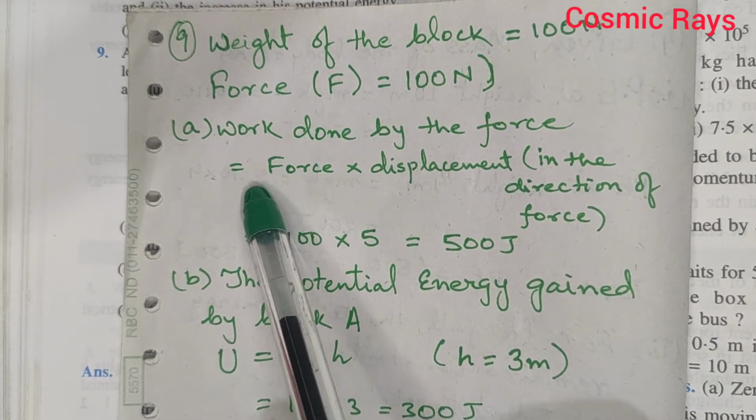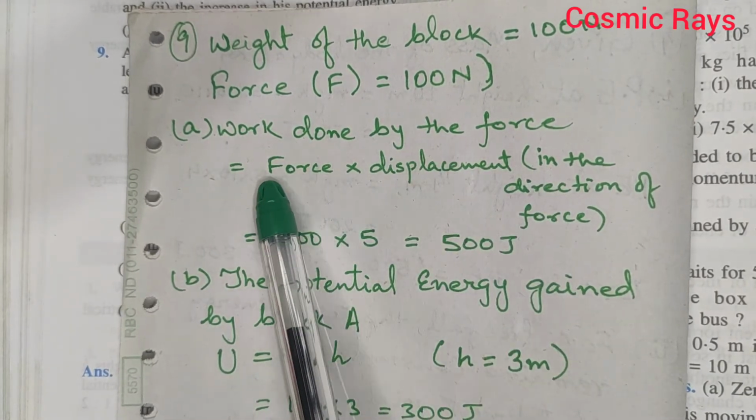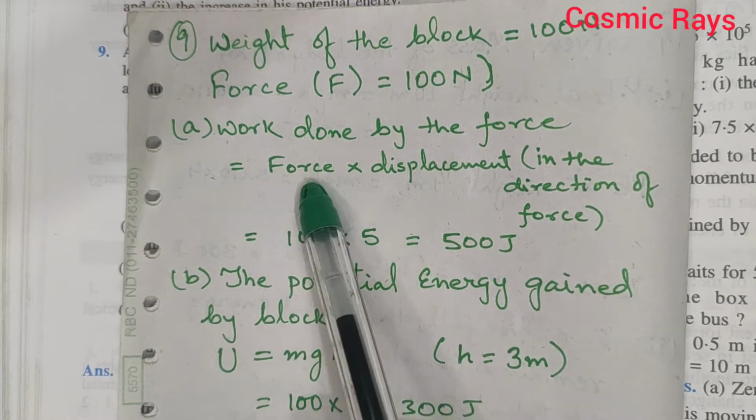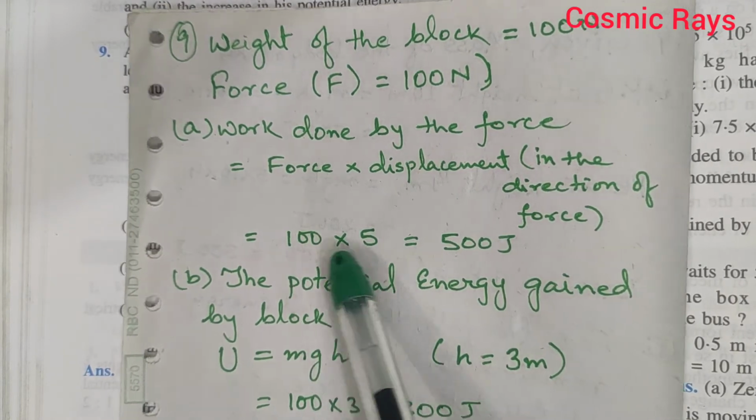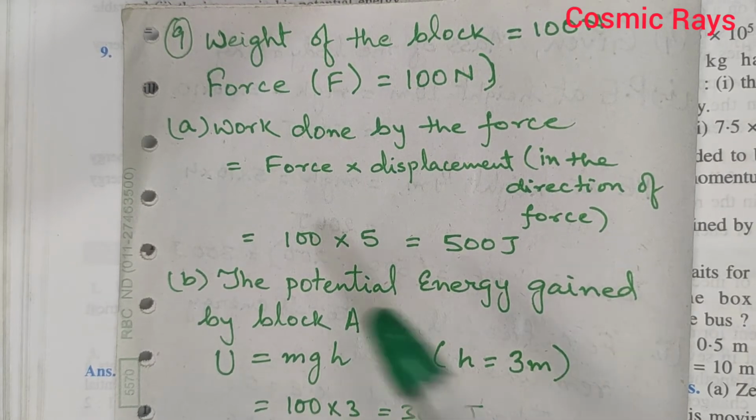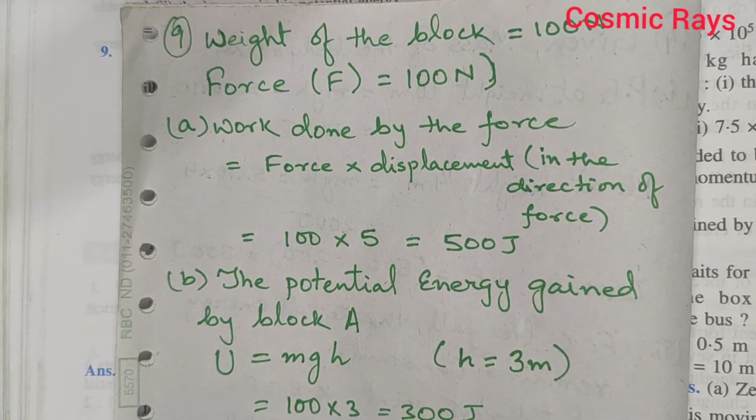Now the first part, that is work done by the force, is equal to, we know the formula, work done is equal to force into displacement from the first chapter. So force is given as 100 Newton multiplied by displacement. It's already given in the question, that is 5 meters. So 100 into 5, 500 joules.